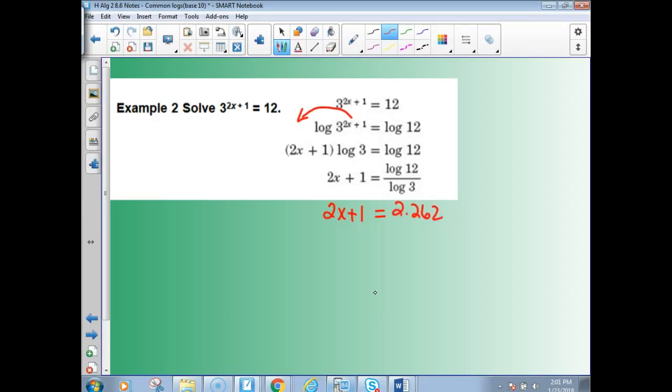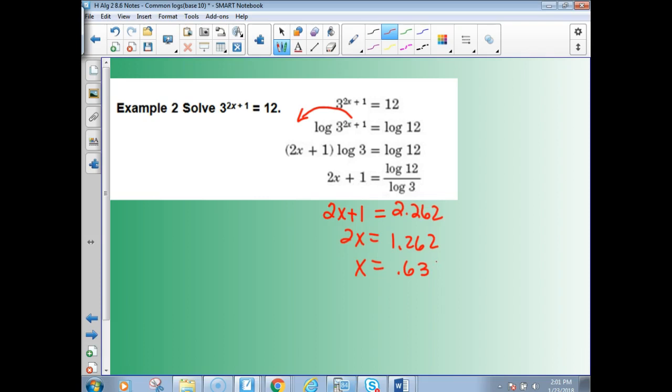Now let me explain something. I did go out 3 places, even though I think it's rounding to the nearest hundredth, because during the problem, I don't want to round until the very end. So I went 1 decimal place more than I maybe asked for. All right, then we're going to need to subtract 1. We'll have 1.262, and then we're going to have to divide by 2. And so we're going to get 0.63 for our final answer.